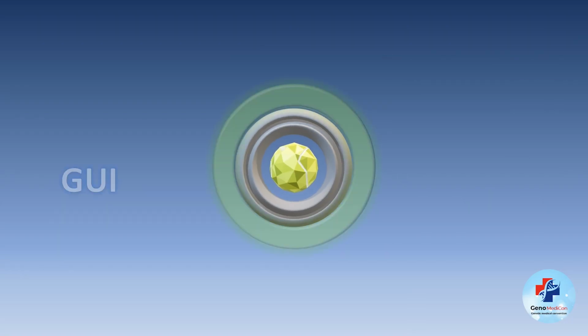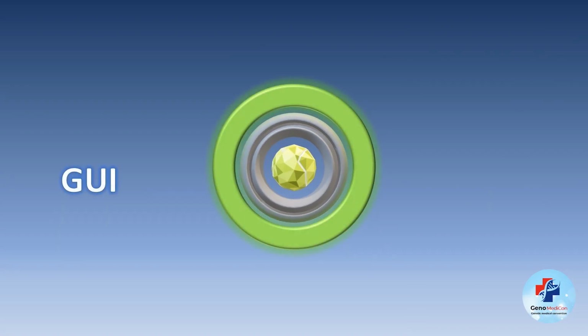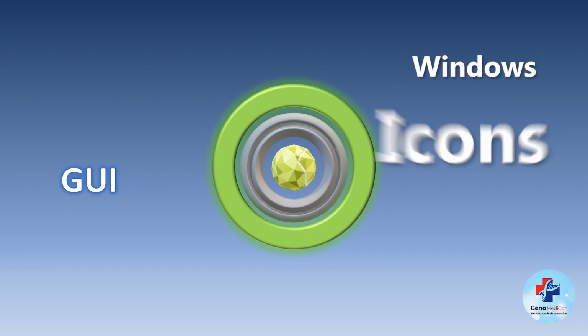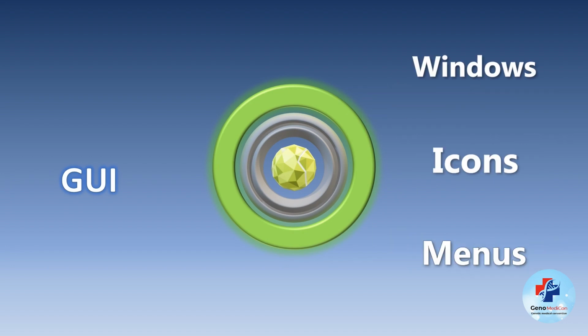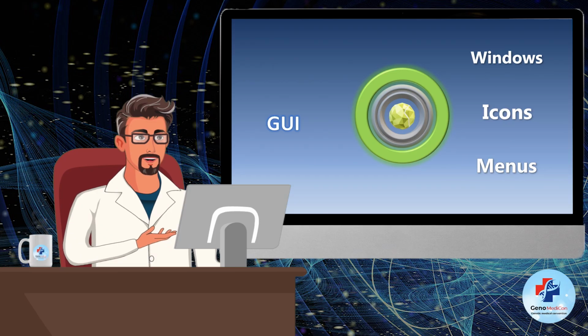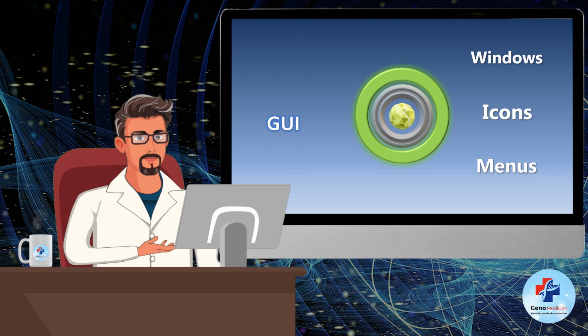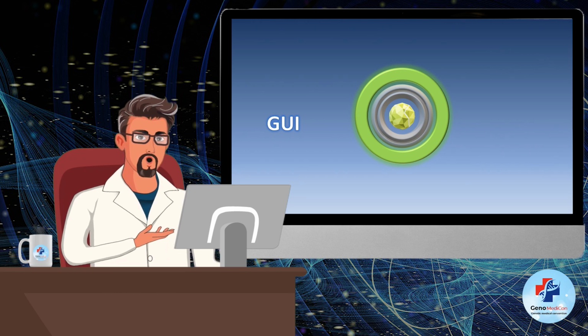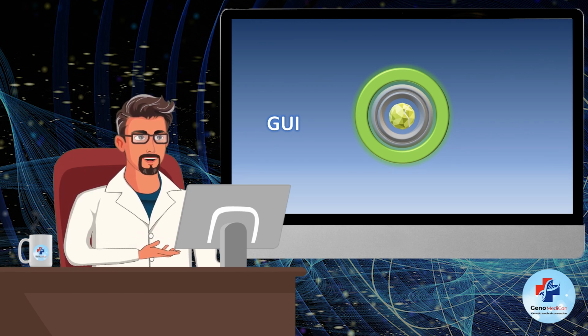Lastly, the graphical user interface is the visual layer that most users are familiar with. It provides windows, icons, and menus, allowing users to navigate the system visually. While the GUI makes Linux accessible for beginners, command line operations through the shell are often preferred in bioinformatics for their speed and flexibility.